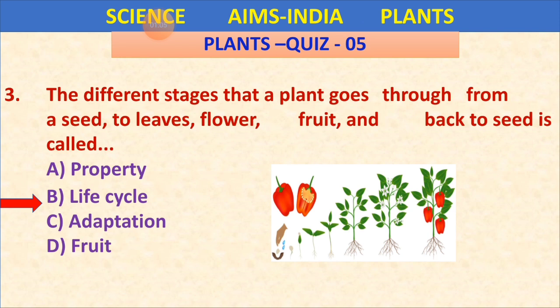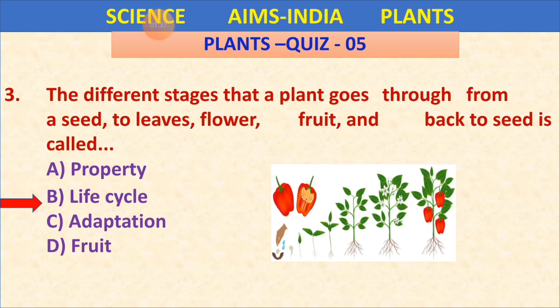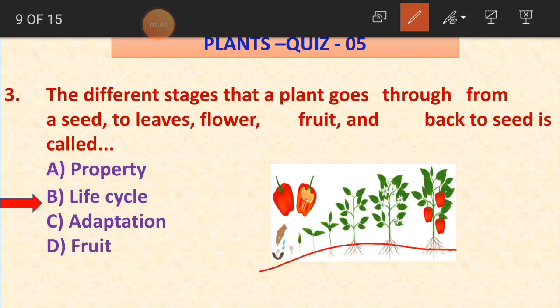The third question. The different stages that a plant goes through from a seed to leaves, flower, fruit and back to seed is called a life cycle. As we learned, the seed grows in different stages from the seed till the adult plant. This process is called the life cycle.